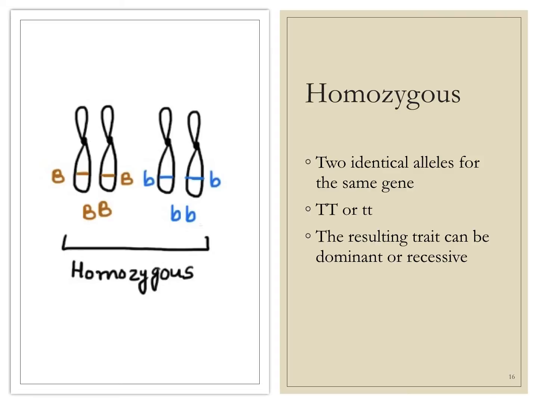Homozygous, another one of your vocabulary words. Remember, our prefix homo means the same. So this would be two identical alleles for the same gene. In this case, it would be big T, or little t. So the resulting trait can be either dominant or recessive. And you can see in the picture to the side, I believe that's probably for eye color, we have big B, or little b. That's homozygous. They're the same letters. They're matching letters.